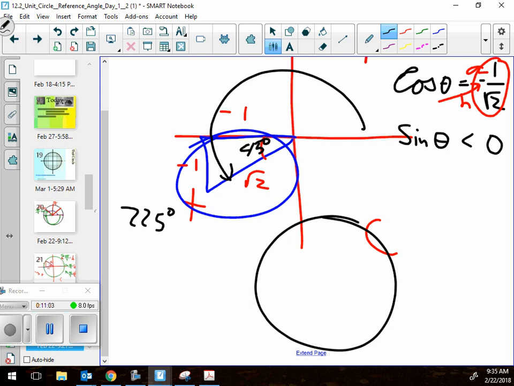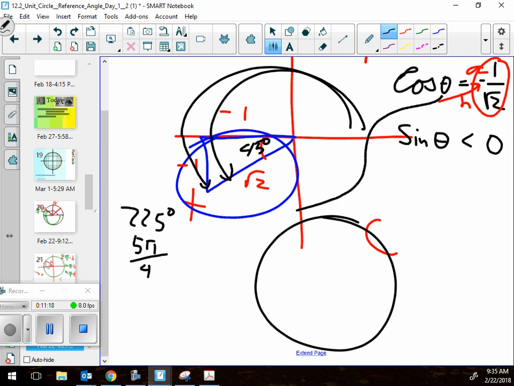How many pi over 4s? Well, to get here, it's 4 pi over 4, so it's one more. So it's 5 pi over 4. All right, cool. So that's the answer to the question, is what's theta? Theta had to have been 225, or 5 pi over 4.